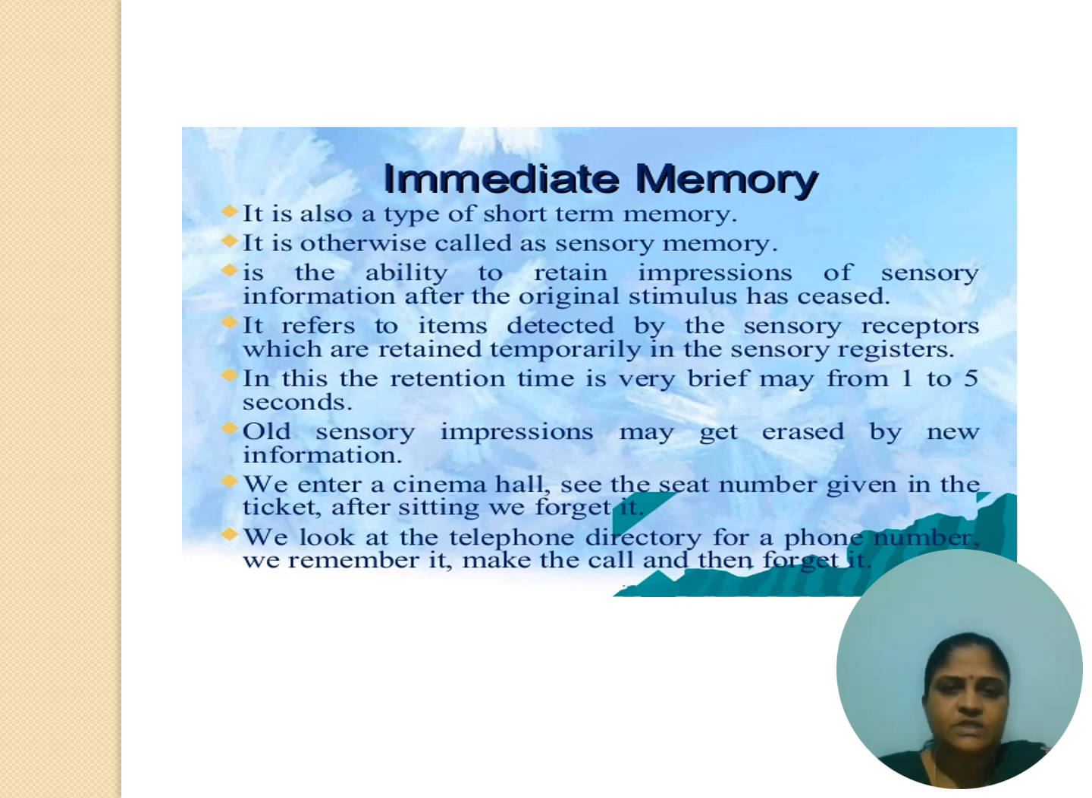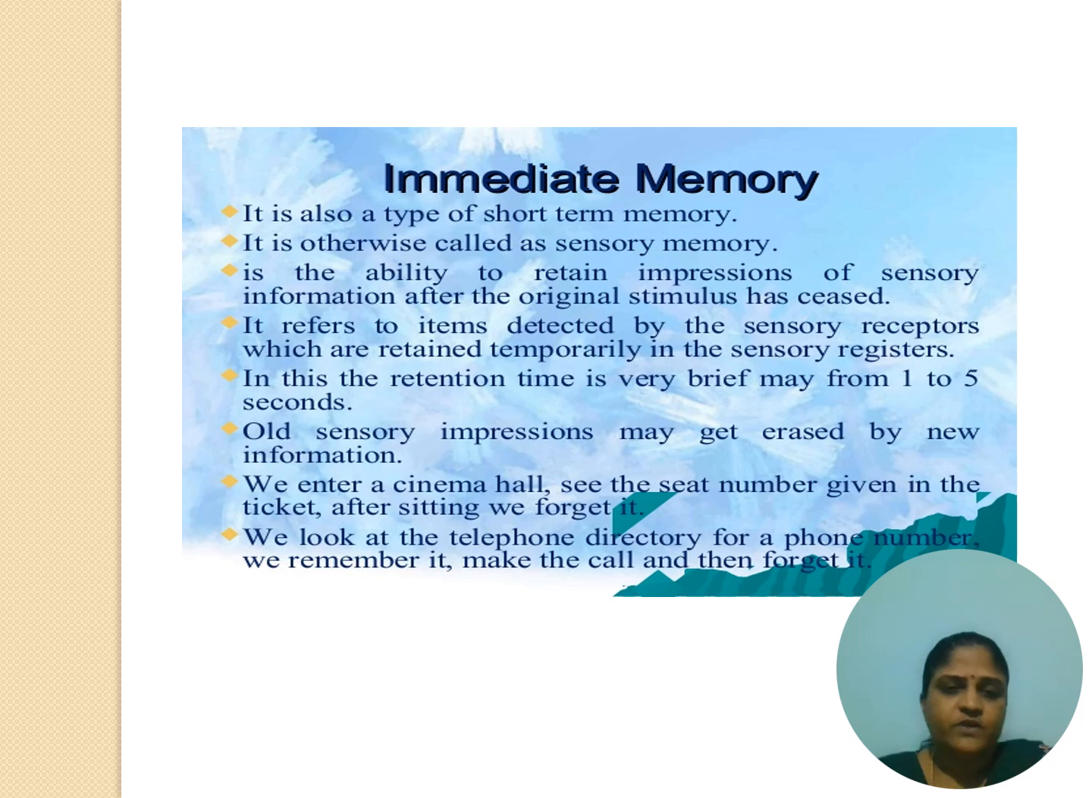It is the ability to retain the impressions of sensory information after the original stimulus has stopped coming. That is a number you see for a few seconds, then you remember, then you forget it. It refers to the items detected by the sensory receptors, which are retained temporarily in your sensory registers. The retention time is very brief, maybe 1 to 5 seconds. As I told you, an example is an OTP. Old sensory impressions may get erased by new information. Next day you make a new payment, you get a new OTP, you forget the old OTP and you see the new OTP.